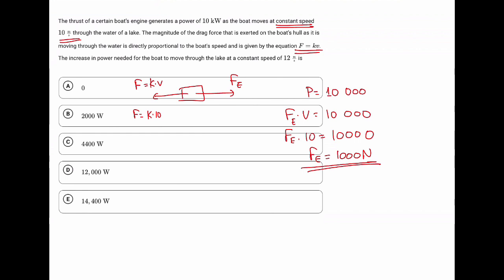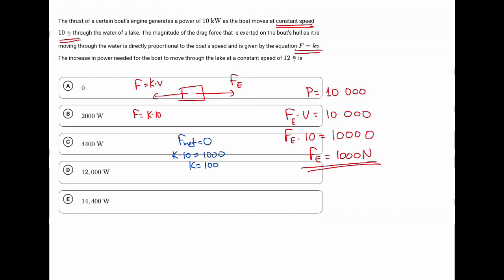Now that we know that the force by the engine is 1,000 Newtons, we can use this to find the value of K, because since this velocity is constant, the F net is 0, and this means that the total force to the left, so K times 10, is equal to the total force to the right, which is 1,000, so the value of K is 100.